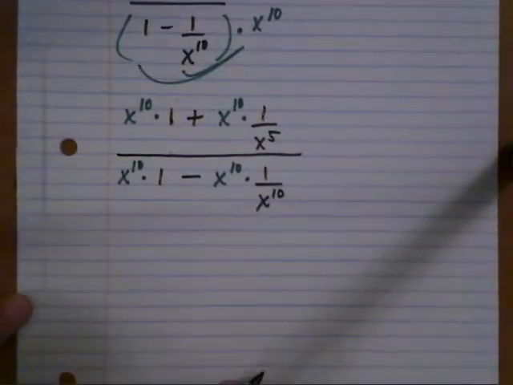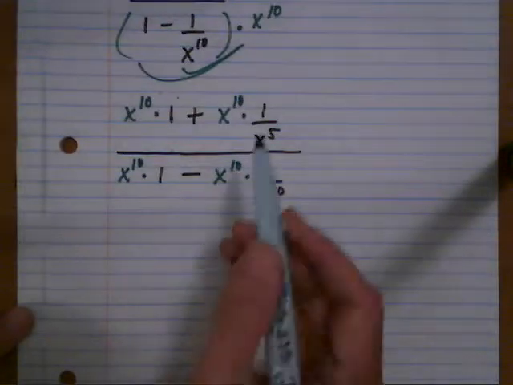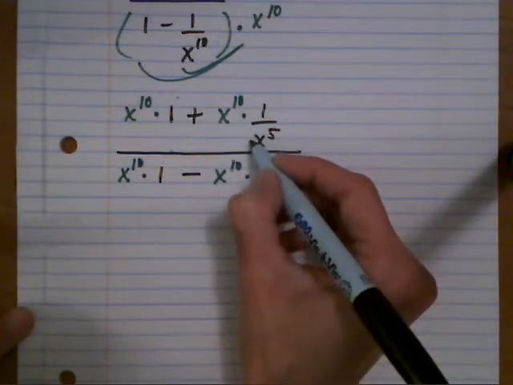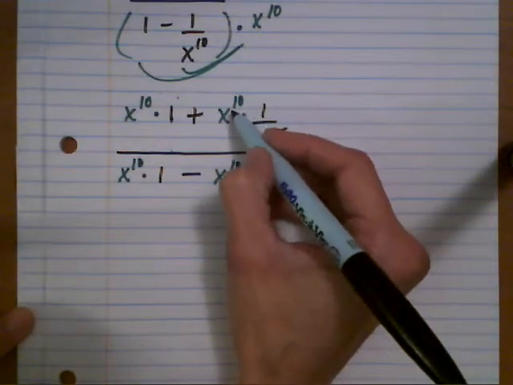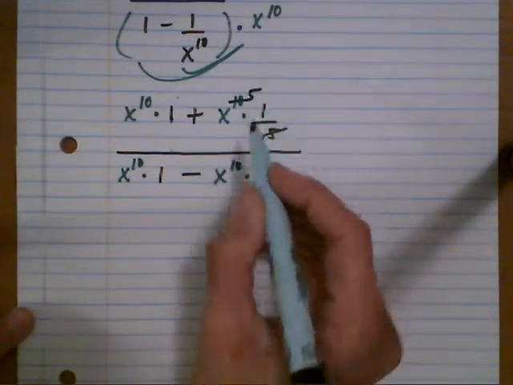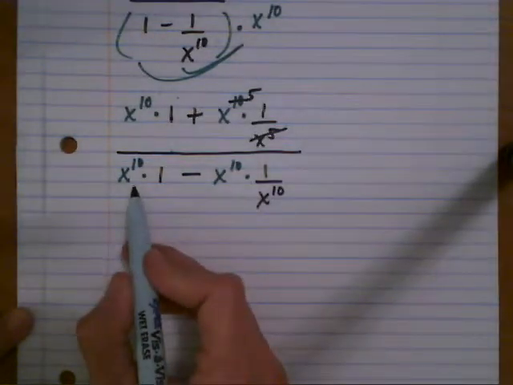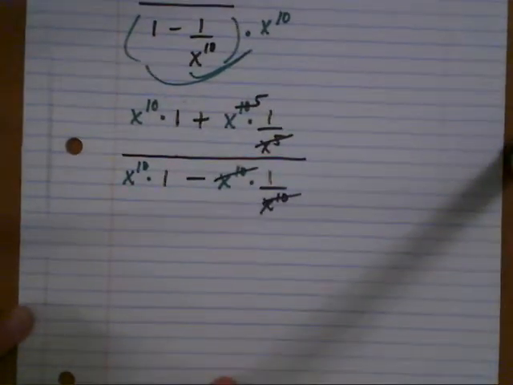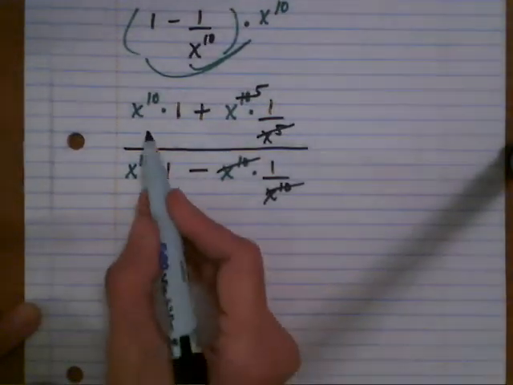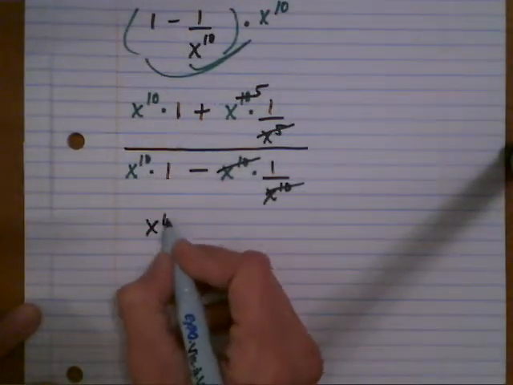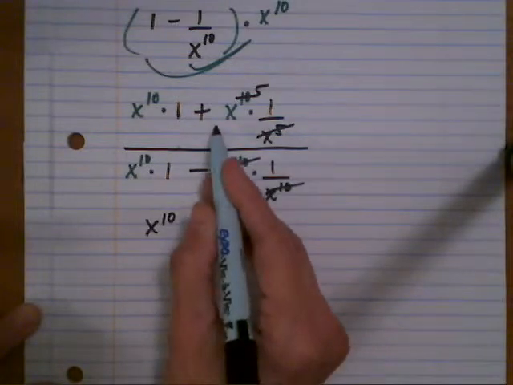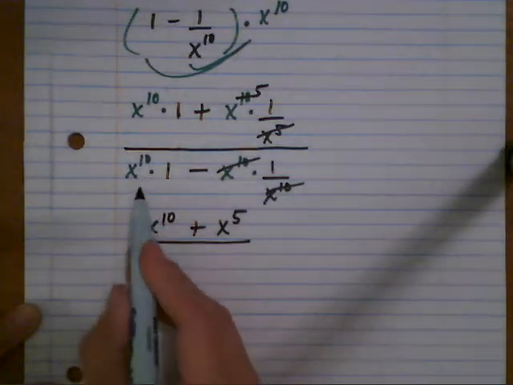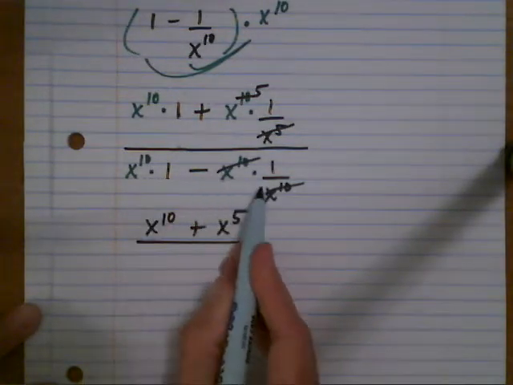The next thing we want to do is divide out common factors. On the top right, we have an x to the 5th, and that divides out with 5 x's on top here, leaving us x to the 5th. And then we have here x to the 10th and x to the 10th. Those divide out. And that leaves us with, top left, x to the 10th, and then plus x to the 5th, all over x to the 10th minus 1.